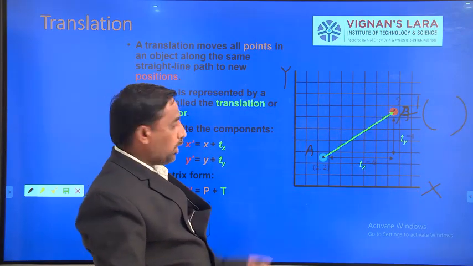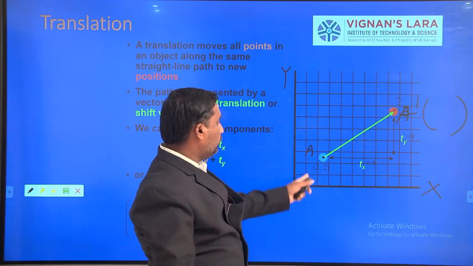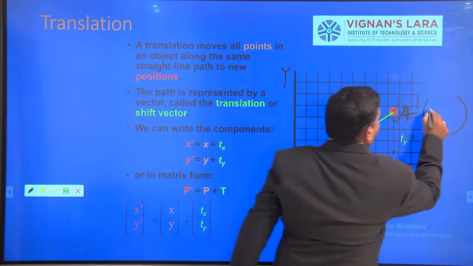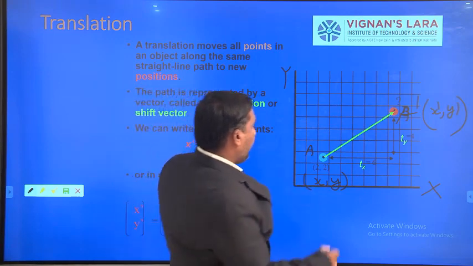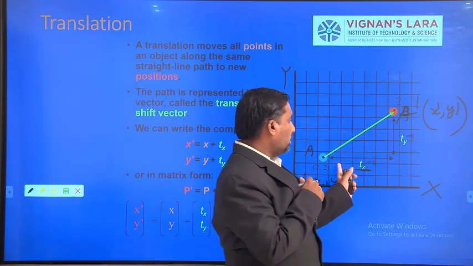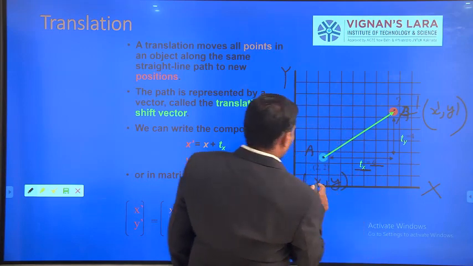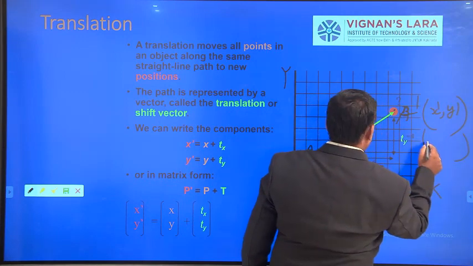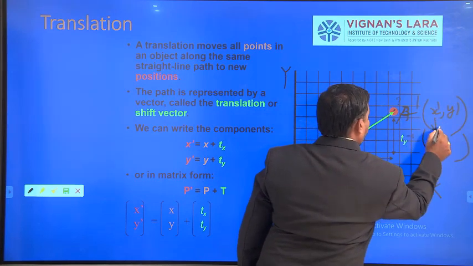Here what happens? The point A is translated to the point A dash. Initial coordinates are 2, 2. Let these coordinates be x, y, and final coordinates x dash, y dash, and tx. Tx means translation along x direction. How many units? 6 units you have to translate. That means initially x is 2, so after translation x will become 2 plus 6, that is 8. So x dash value is 8.